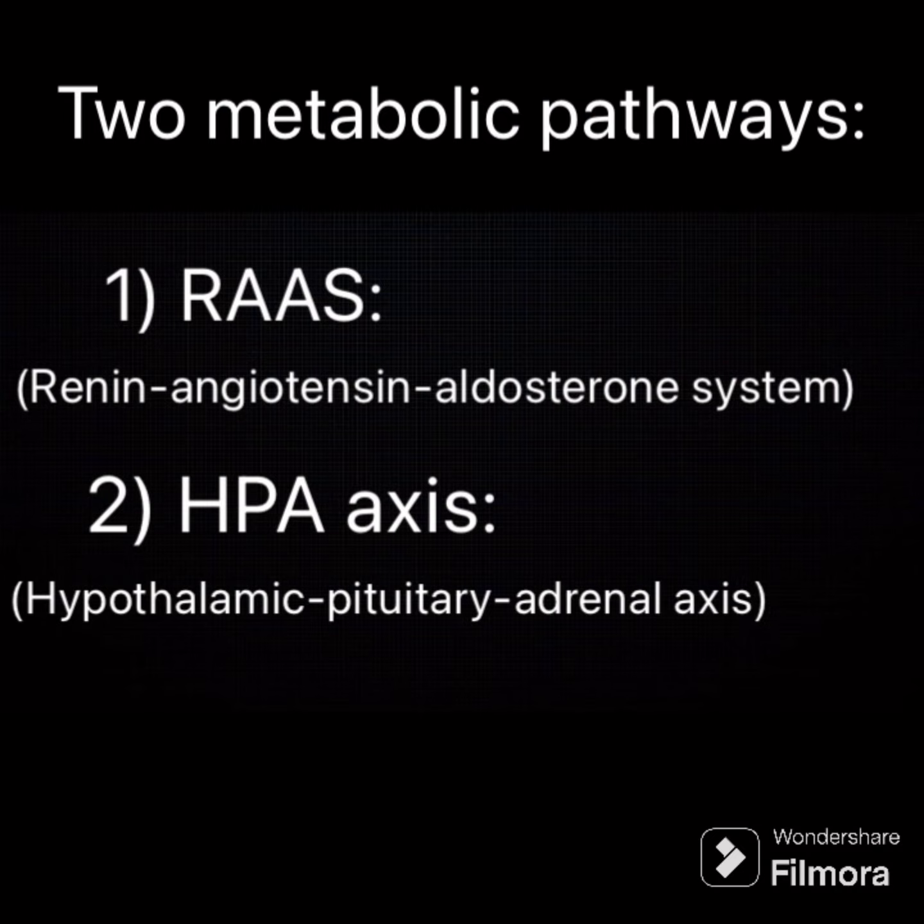Now, there are two metabolic pathways that we have to worry about when looking at these steroid hormones. The first one being RAAS, which stands for renin-angiotensin-aldosterone system, and the second being the HPA-axis, or hypothalamic-pituitary-adrenal axis.